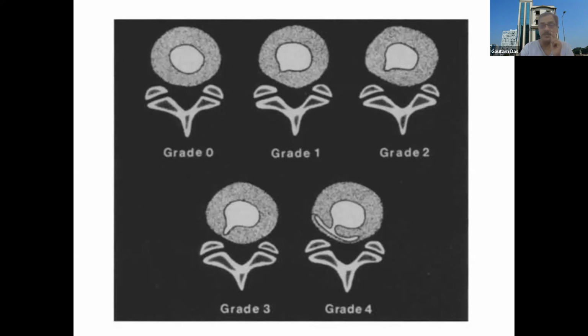Depending on how much the nucleus pulposus has leaked, that tells you the grade of degeneration. If it is the inner one-third, like this, this is your grade 1, and this classification is called the modified Dallas classification. If it comes up to the middle one-third, this is called grade 2.